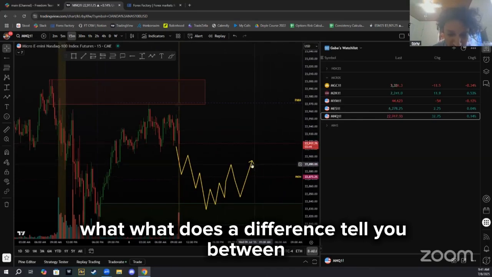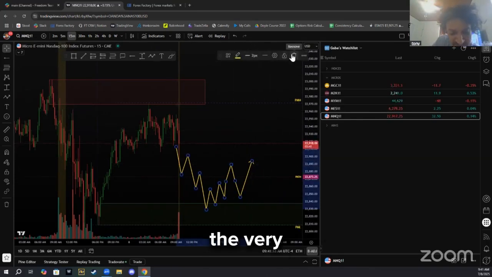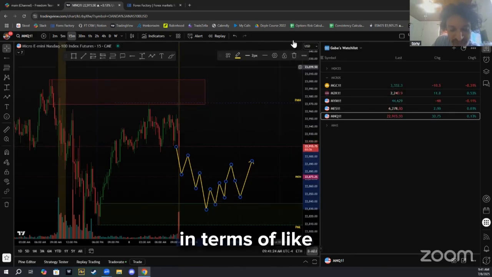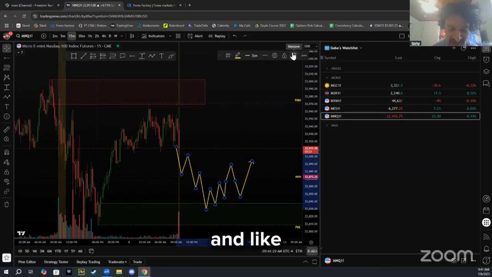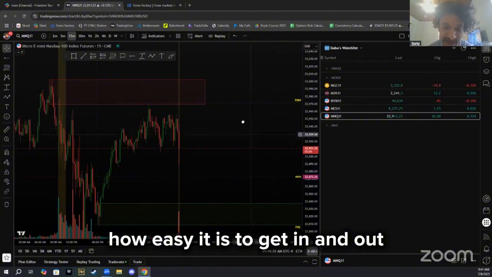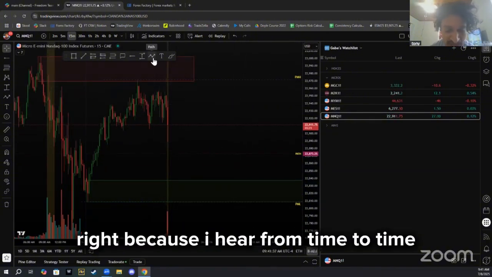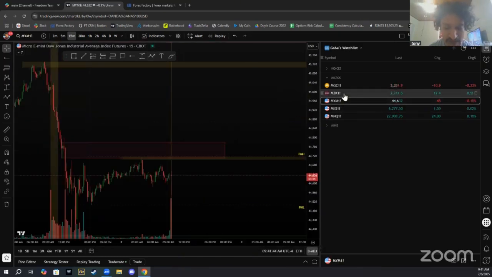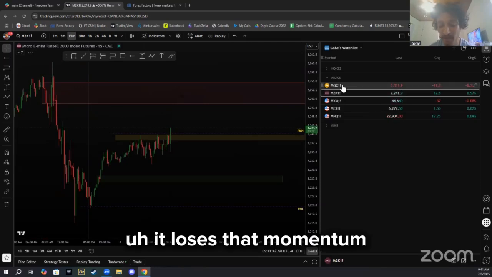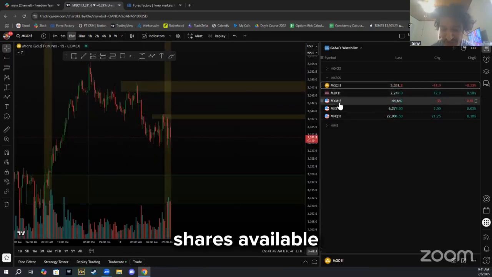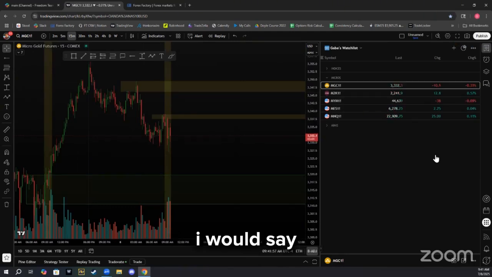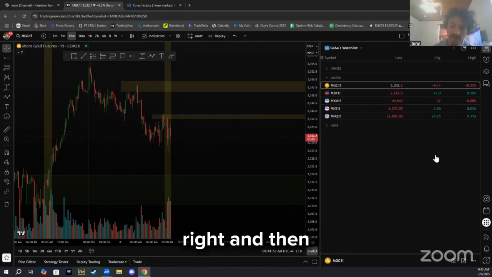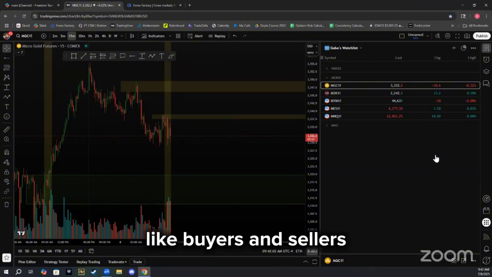What does the difference tell you between when it hits the very top of the area versus going all the way down, in terms of how many shares are available versus the liquidity and how easy it is to get in and out? Because I hear from time to time, don't follow through with that trade if it's tested more than a few times because it loses that momentum. That momentum is based on shares available. Is that right? Well, I would say that's more based on volume, and then also interest, like buyers and sellers.